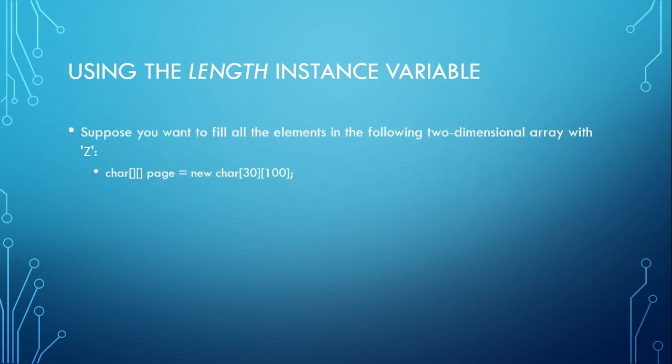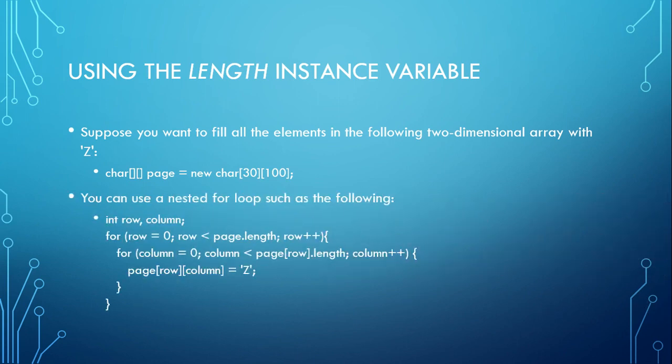So suppose you want to fill all the elements in the following 2-dimensional array with the character z. Here I have char[][] page = new char[30][100]. You can use a nested loop such as the following: for (int row = 0; row < page.length; row++), for (int column = 0; column < page[row].length; column++), page[row][column] = 'z'; and that's it.